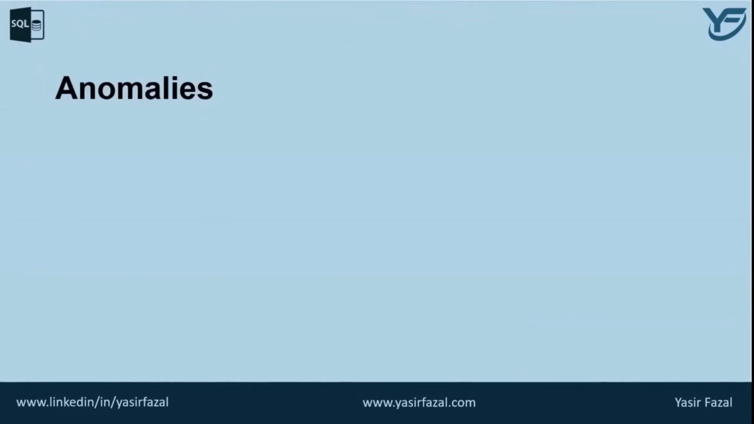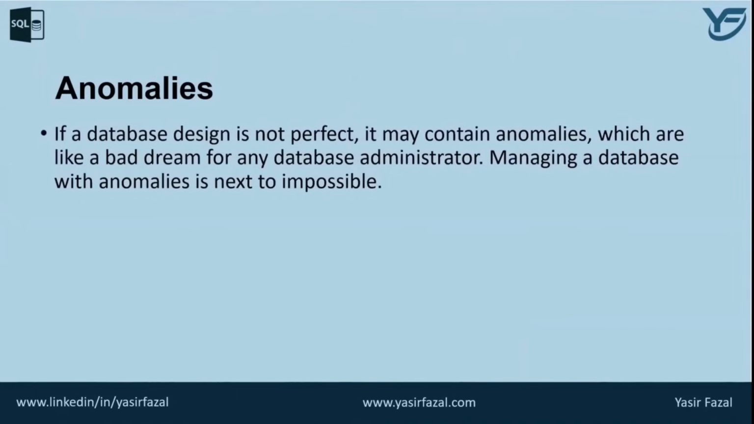So when I use the term anomaly, it means that while designing a database, I made some kind of mistake and the database design is not perfect. And it may contain some problems which can be called anomalies, which are like a bad dream for any database writer or programmer. Managing a database with anomalies is next to impossible. So there are three kinds of anomalies theoretically. The first one is update anomalies.